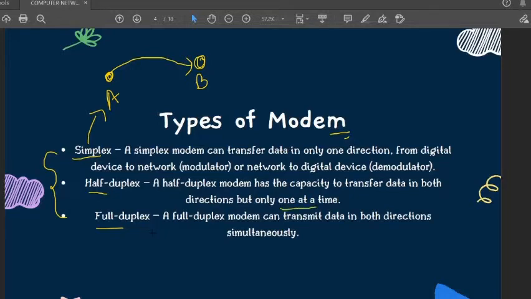Full duplex means simultaneously they can do. That is, if A is transferring, at the same time B can also transfer. I hope it is clear, and that's a very important thing that is asked in UGC also, and in any basic examination, any competitive examination. Okay, so that's also the type of modem.